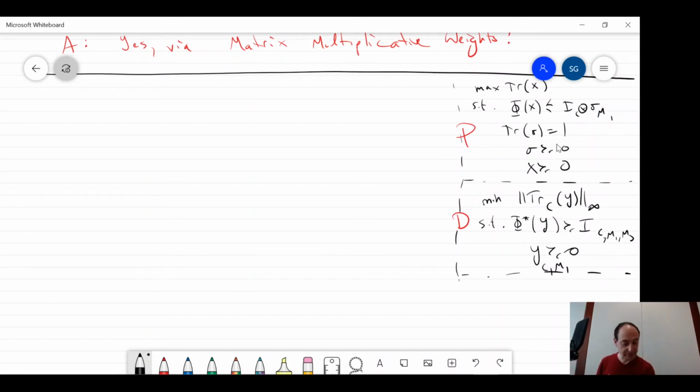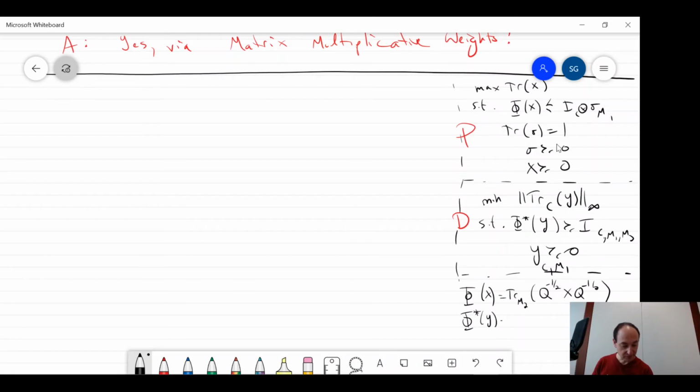Oh yeah, sorry, let me also write down the definition of phi. Remember, phi of x was the trace out of the second message register, M2, of x, and we conjugate it with this funny thing over there.